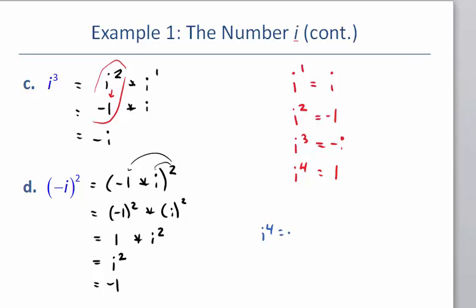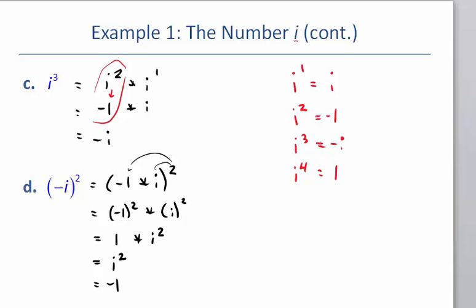i to the fourth could be thought of as i squared times i squared. Each of the i squareds is a -1. And we know -1 times -1 is +1. So what happens with this is that the patterns begin to repeat. And so if the next one was i to the fifth, we would cycle back around and say that i to the fifth is the same as i to the first.